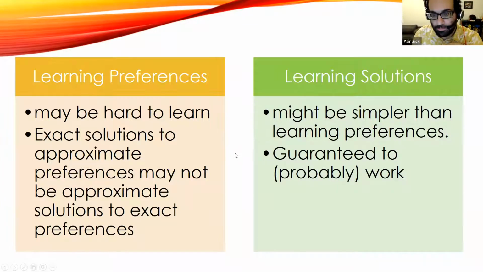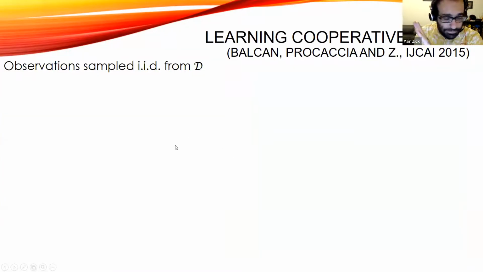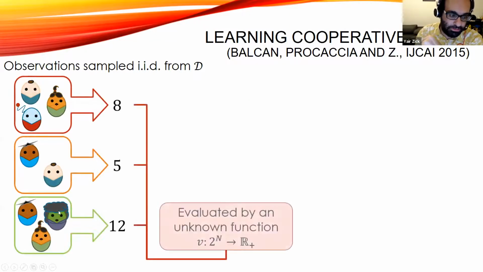We started doing this on my PhD topic, cooperative games. For cooperative games, we have a bunch of players, and each set of players, each coalition, generates an intrinsic value. What would our data set look like? It would be a bunch of subsets of players, each one of them generating some revenue.